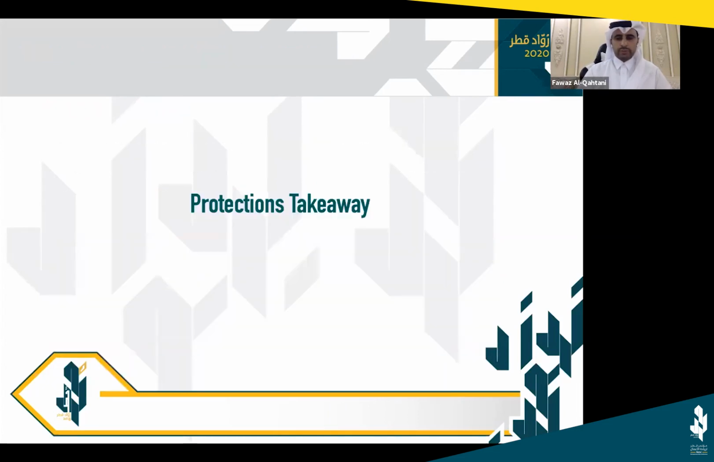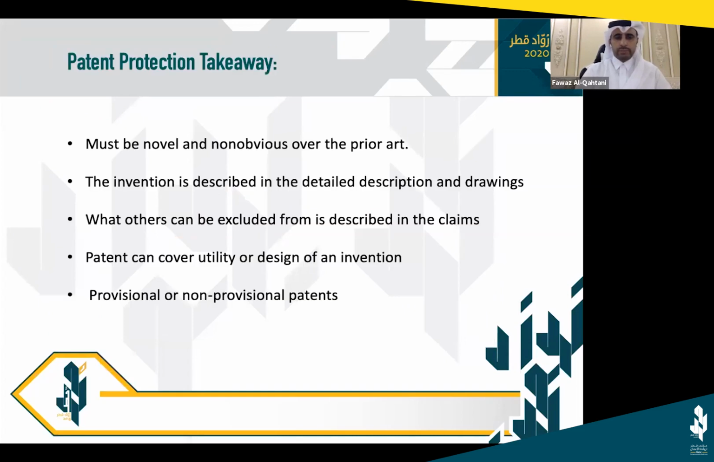So what's the protection takeaway today? For patent protection, the invention must be lawful, non-obvious, and novel over the prior art. It must be described in detail, with a detailed description and drawings. What others can be excluded from is described in the claims. A patent can cover the utility or design of an invention, through a provisional or non-provisional application. The provisional application gives you 12 months, and it's very cheap. It can protect your work, or a PCT for 12 months or 30 months, with a small amount of money. During that time, you can build your business, and the value of the company might grow. So later on, you go for non-provisionals, which are more expensive. You can afford it, and you can protect it to receive a full patent.